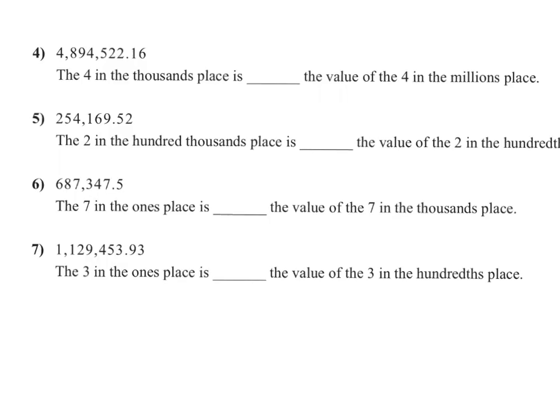I'm going to be going over a few examples of how to solve these problems, which you're going to see on your homework. The first thing that I would do is I would read the question. It says, the 4 in the thousands place is blank the value of the 4 in the millions place. So identify the 4 in the thousands place is this 4 right here. So I always put a 1 there because that's the first number they talked about. The 4 in the millions place would be a 2 because that's the second number they talk about.